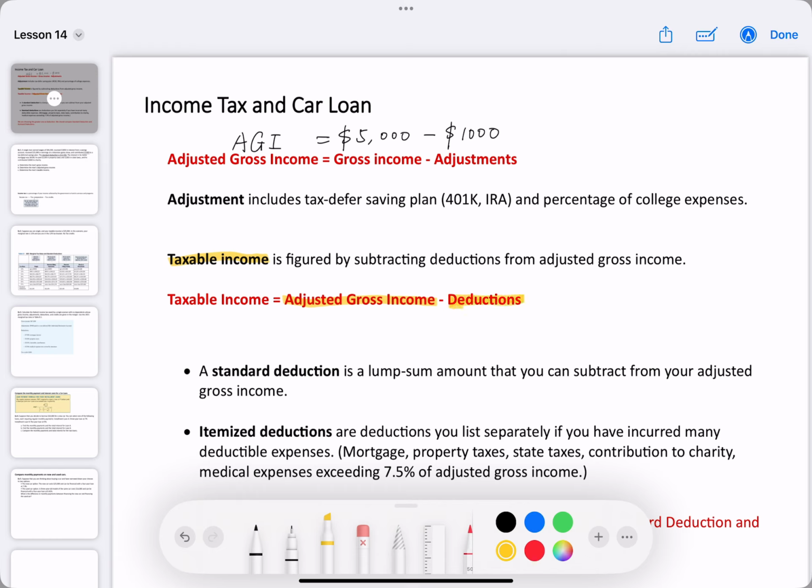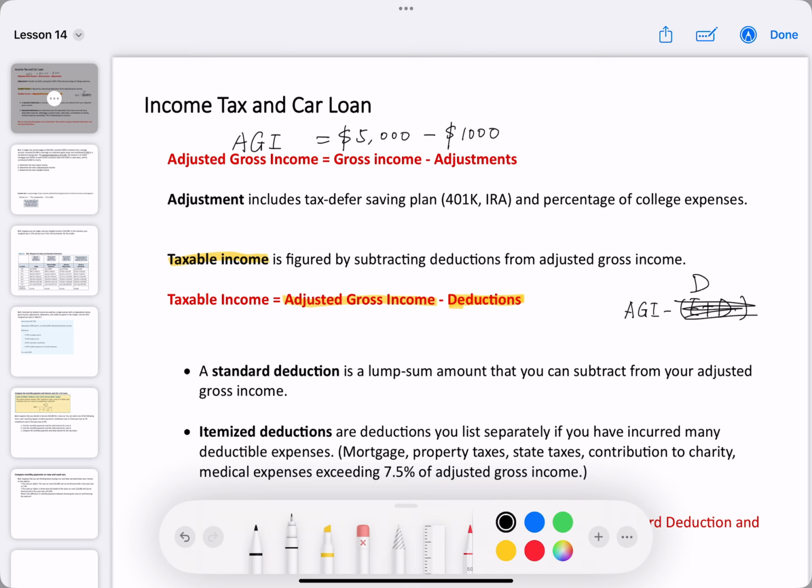The IRS changed the formula. So if you took this class before, maybe 2 or 3 or 5, 4 years ago, we had a different formula. That formula was adjusted gross income minus exemption plus deduction. So now we are not using this. We combine exemption and deduction together, it is just the deduction. So be very careful.